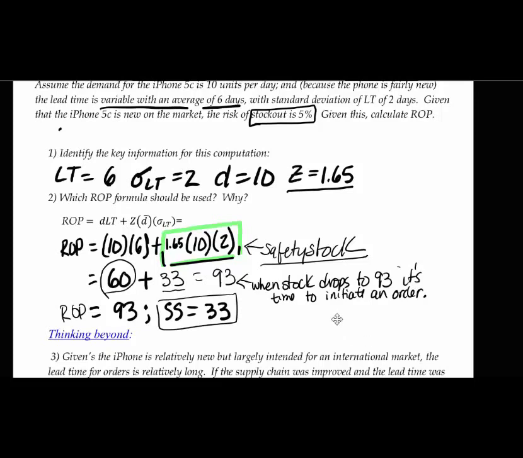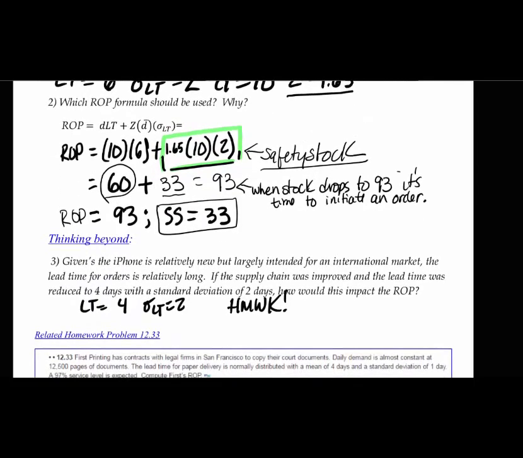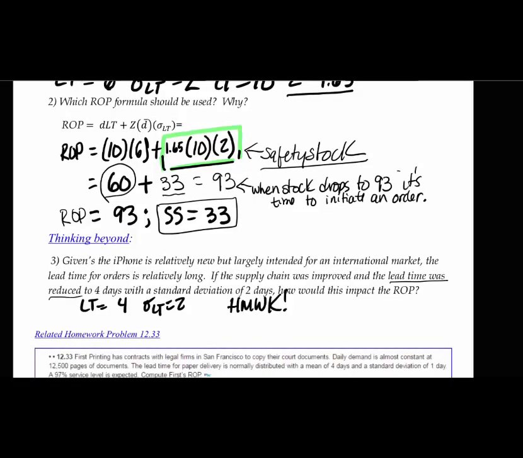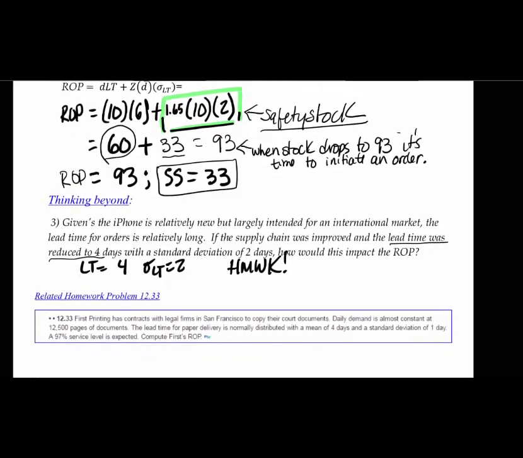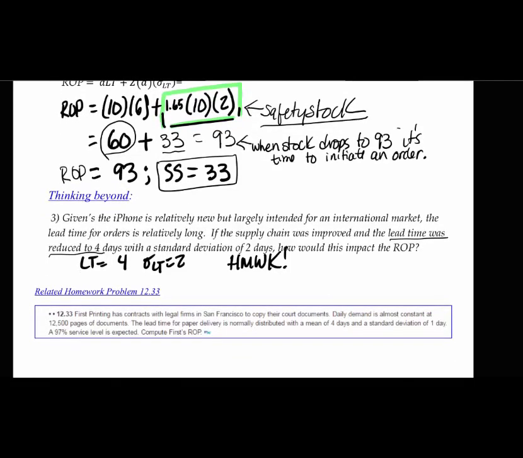All right, with that, I think it would be a good idea to practice this on this next part here, this thinking beyond, where I'd like you to do basically the same problem, but just change the lead time from 6 to 4 days, with the standard deviation still of 2. And you should see the reorder point drop some. As well, this problem here in the textbook also is set up like this one with variable lead time and constant demand, and this would be a great chance to practice this same skill.